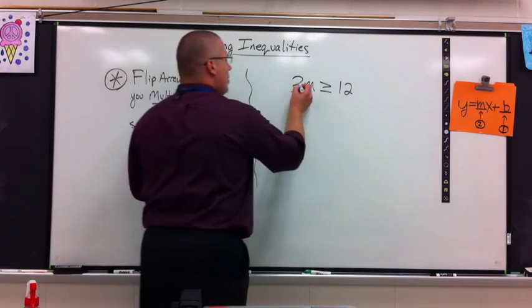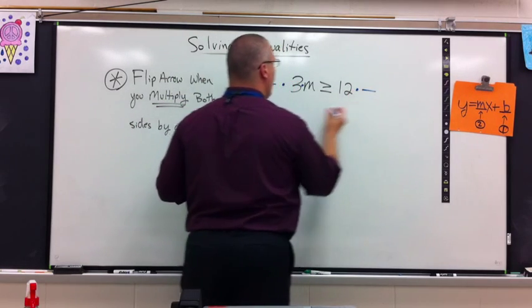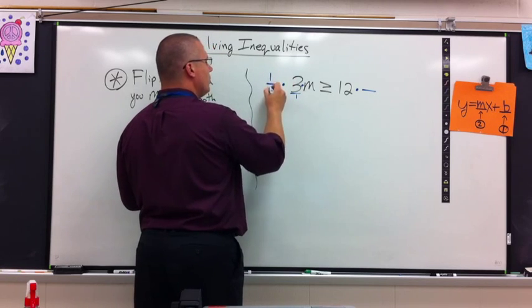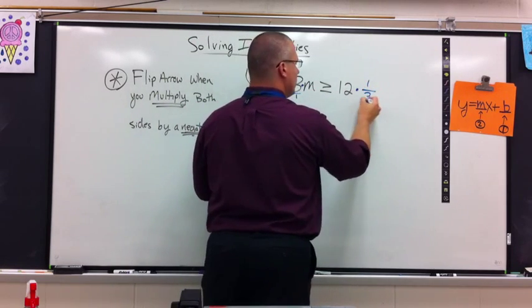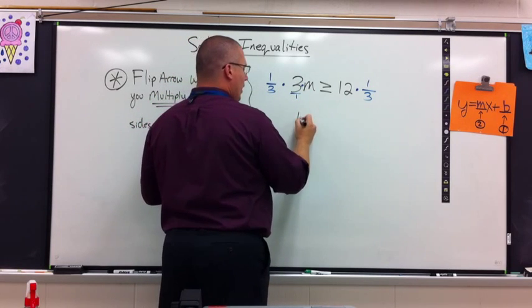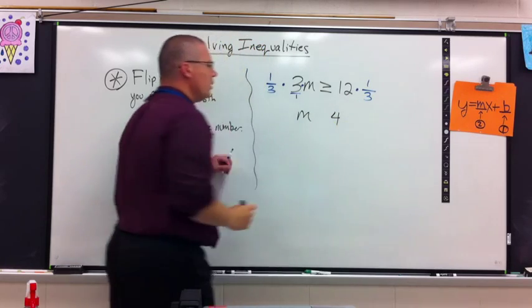This is a multiplied 3. How do I get rid of a multiplied number? Multiply by the reciprocal. What is the reciprocal of 3? Well, 3 is 3 over 1. The reciprocal is 1 over 3. 1 over 3 times 3 over 1 is 1. I'm left with m. 12 times 1/3 is the number 4.